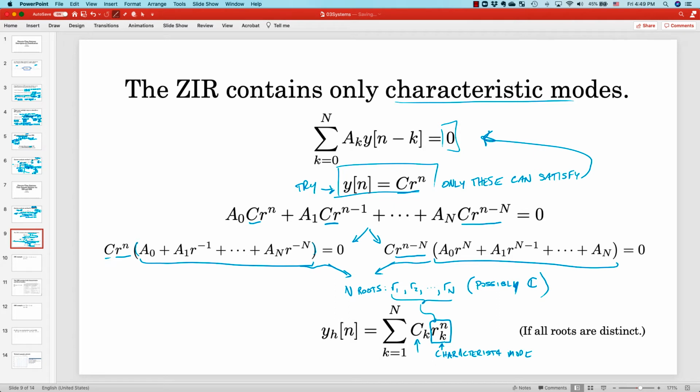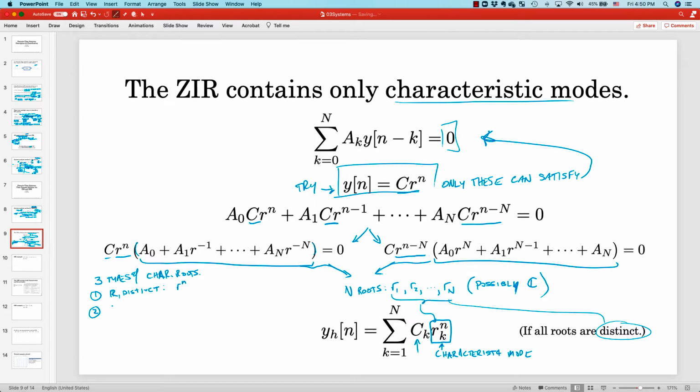Now, like I said, there is the assumption when I'm writing this that all of the roots in this list are distinct. They don't have to be, and if they are not, then you're going to get a slightly different form of the characteristic mode. So let's break that down right here. There are 3 types of characteristic roots. Type 1 would be real and distinct, so not repeated. And in this case, you simply get exactly what I've listed here. r to the n is your characteristic mode.